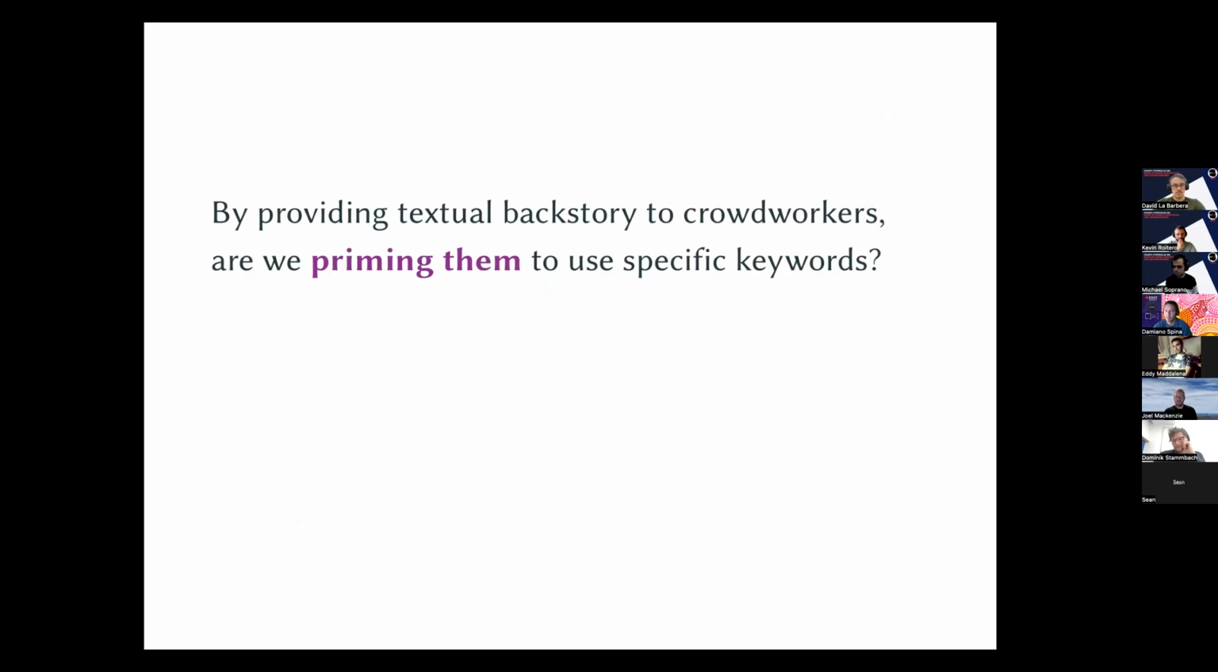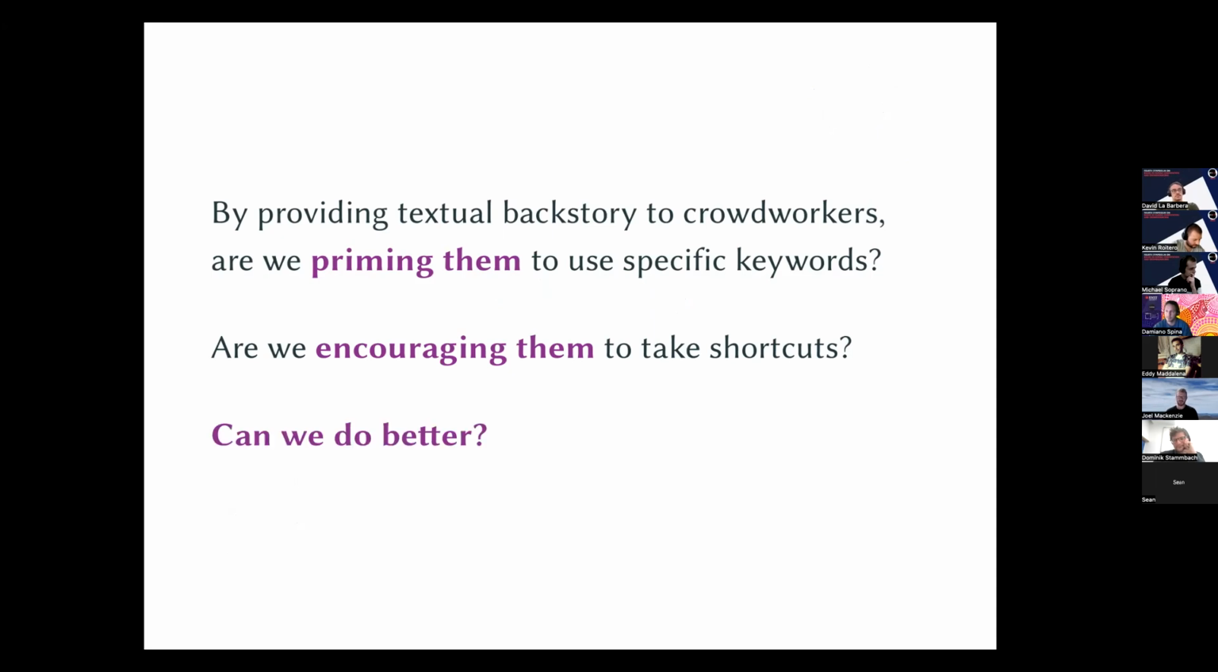So by providing a text backstory to crowd workers, are we essentially priming them to use specific keywords? Are we telling the worker, look, here's some text, copy and paste stuff, or here are some keywords you should be using? And is that bad? Is that going to bias our experimentation? And are we actually encouraging the crowd workers to take shortcuts, as I alluded to? Are they just going to copy and paste the text, right? So that's sort of some of the questions we were asking ourselves.